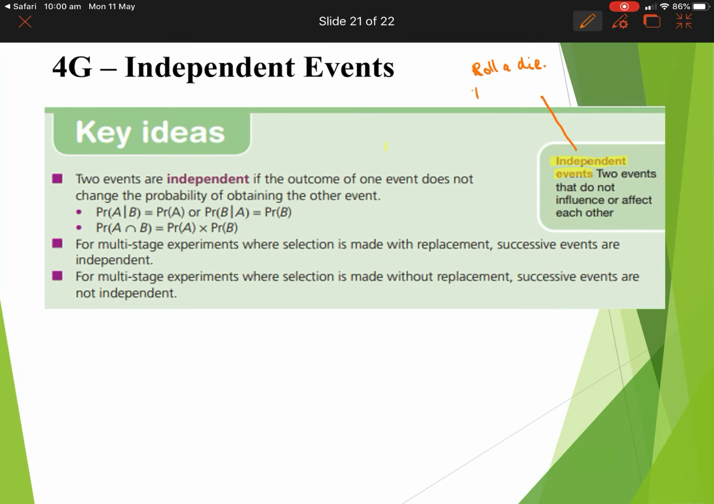So, tossing a coin, that's not going to change. So they are independent events.